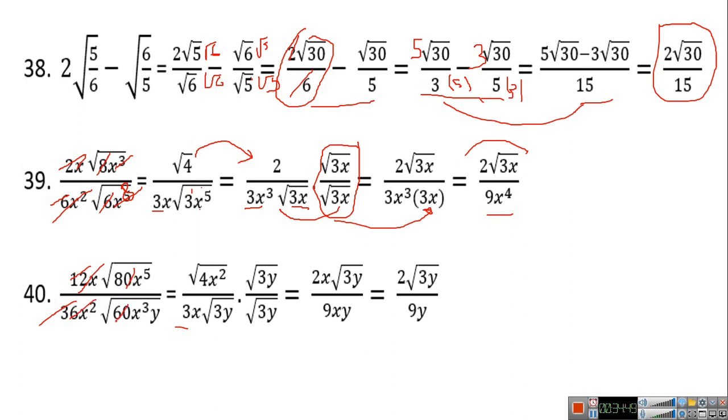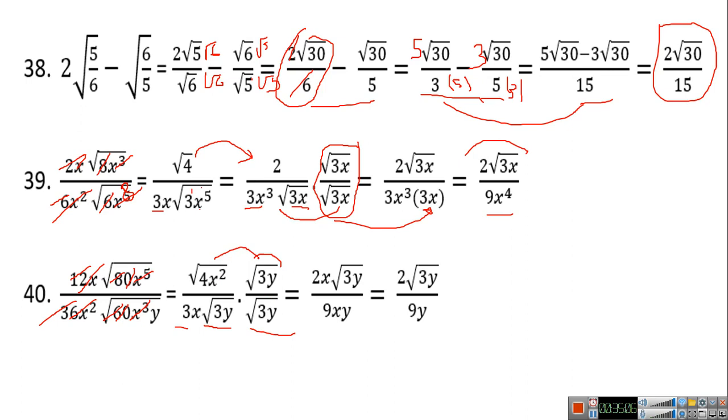10 and 10 cancel out. 8 over 6 you can divide by 2. 4 up and the 3 down, you can see it. x^5 and x cube remains x squared up and root y down. So I multiply also by root 3y and root 3y.